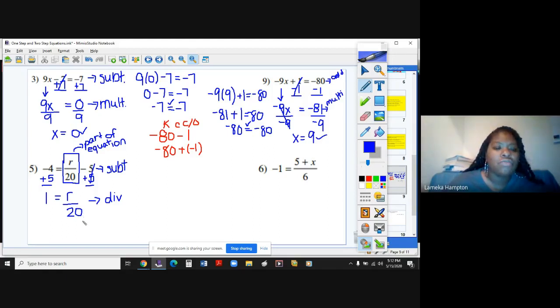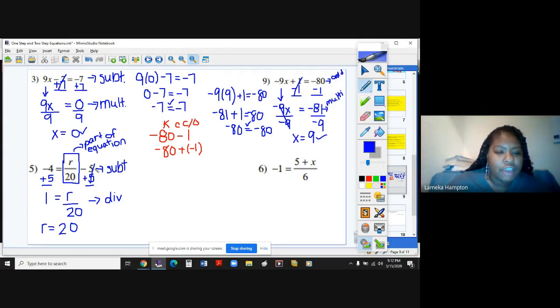So now I can only multiply numbers together. So 1 times 20 gives me R is equal to 20. Okay. That's my answer. But I need to check my answer to be sure that emphatically R is equal to 20. So now I'm just going to substitute 20 in for wherever I see an R.